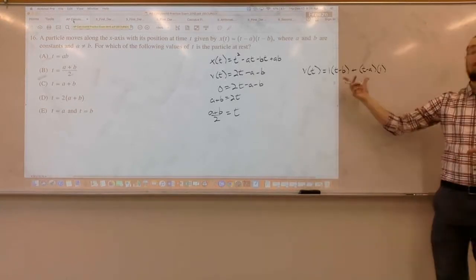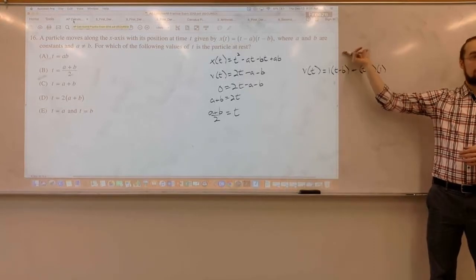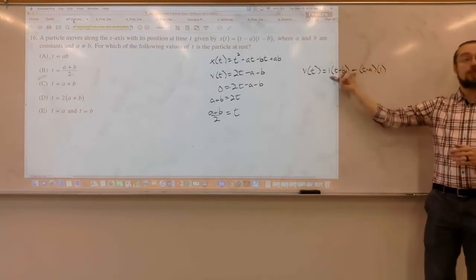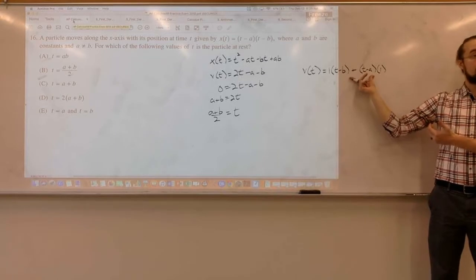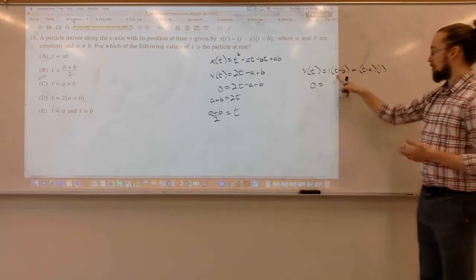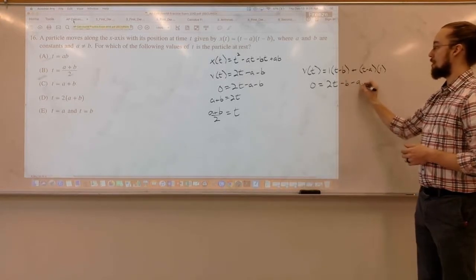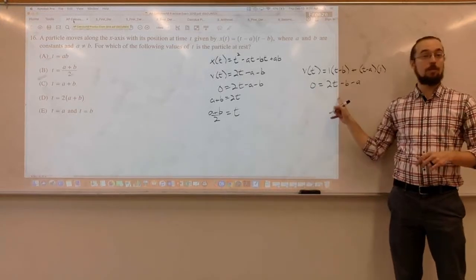Yeah. So that's, oh, I see what you're saying. You were thinking that that was your position function still. That's your derivative. That's your velocity function. So then you would just set that equal to 0. So t plus t is 2t, right? Minus b minus a. So it's the exact same thing that we had over here.